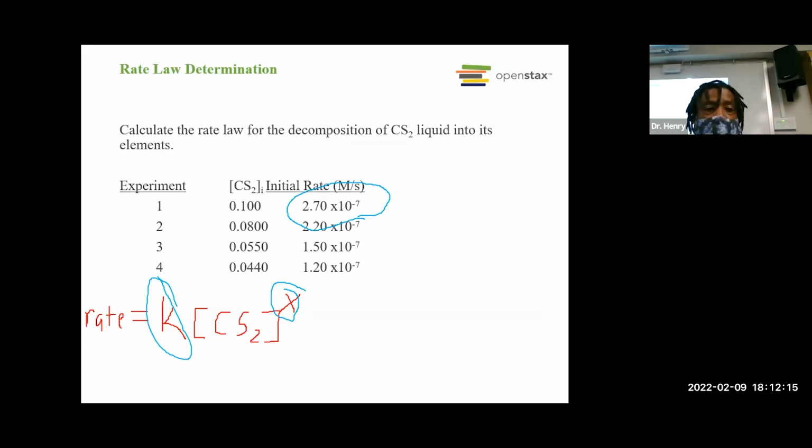Okay, so if I'm going to do that, let's start off with the very first one. Okay, so then we know that this rate, 2.70 times 10 to the -7, is going to equal k, the concentration, which is 0.100, sorry, to the x power.